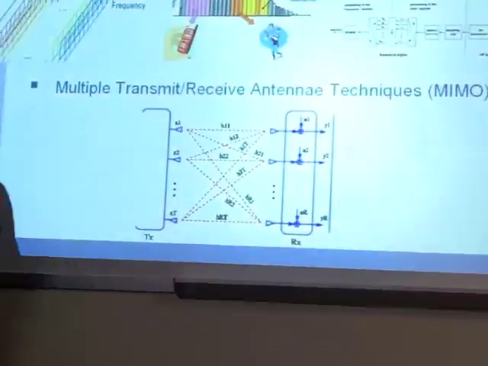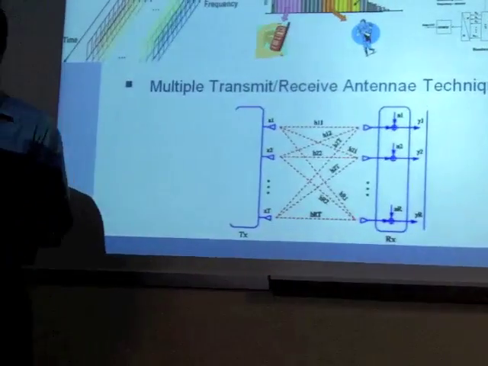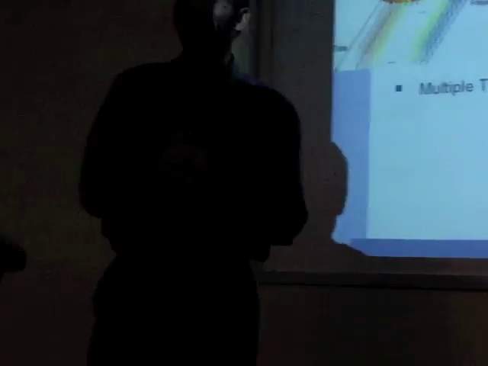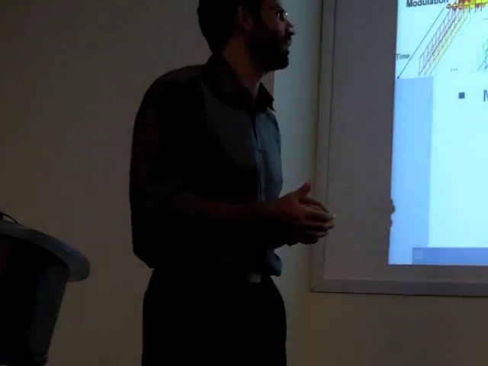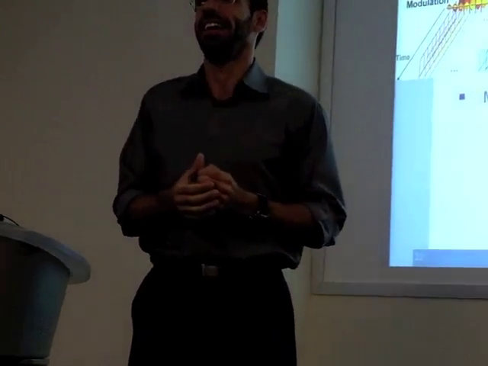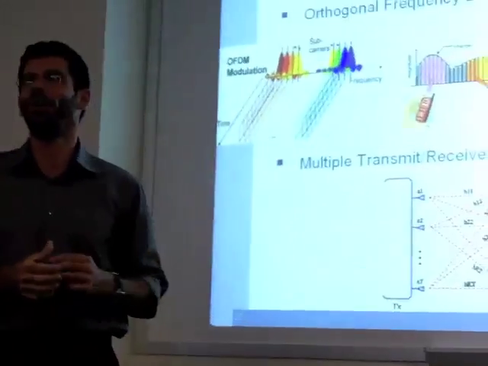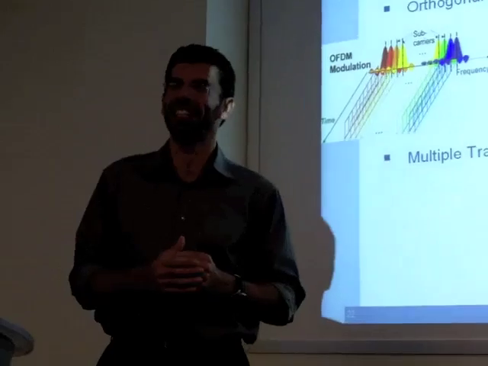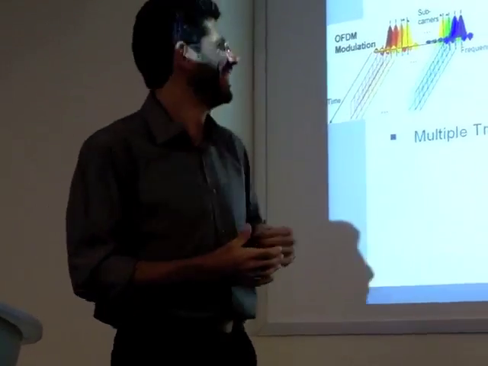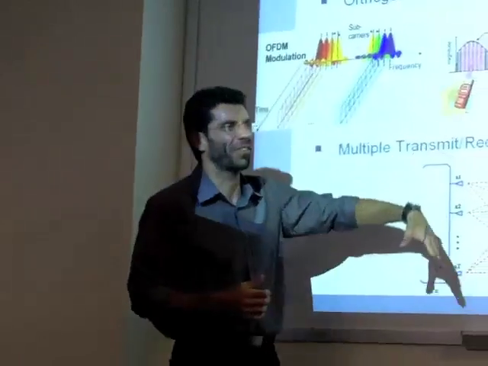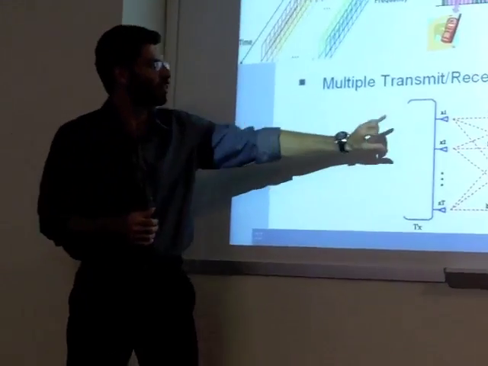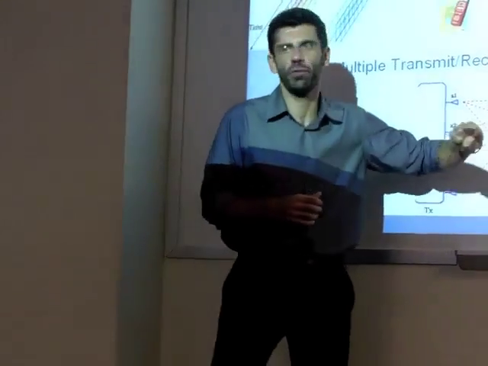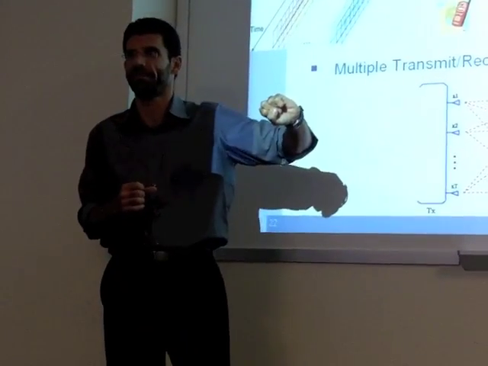So another thing that we have is multiple transmit and multiple receive antenna techniques. So this is very significant, and of course, as we heard already before, this is only one of the reasons that Professor Javakhan is famous for. So when we have such kind of things, the main idea is that we can transmit information and receive information from different antennas.